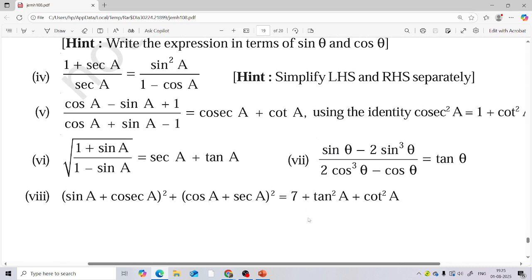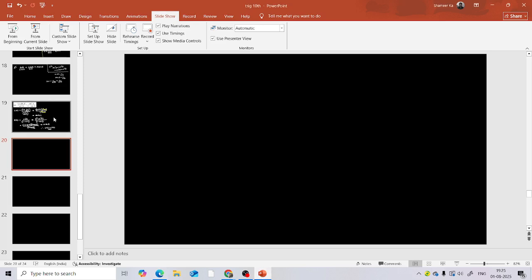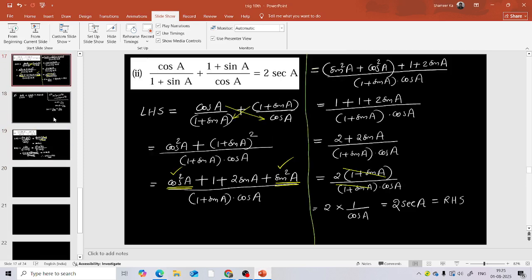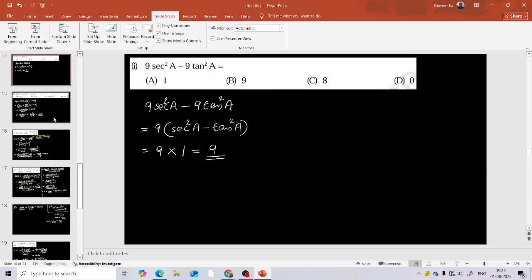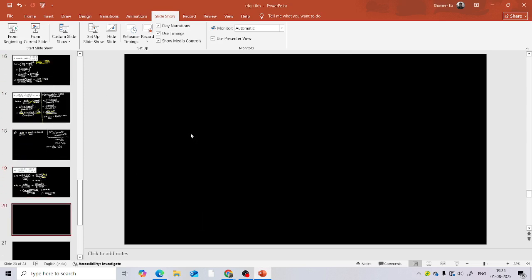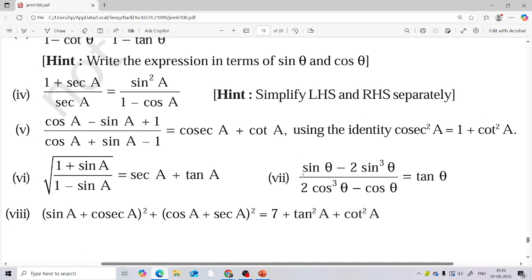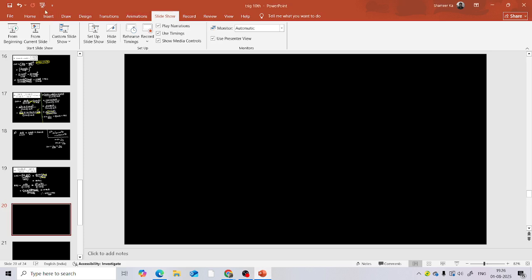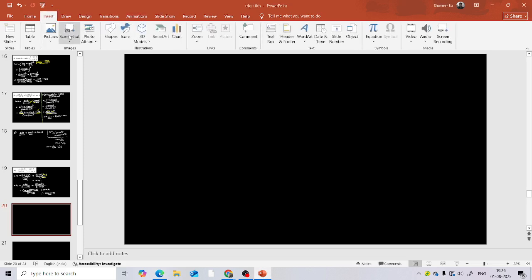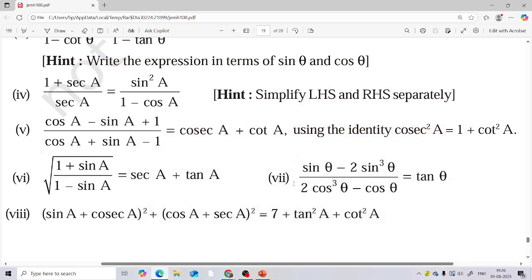Okay, then let me discuss that. Which one? Seventh one. I think I didn't. I have not discussed seventh one. 1 minute. Let me check. A few questions I discussed in the previous class. Okay, seventh one. I will discuss all the NCERT problems. Let me discuss seventh one now. Show that question.